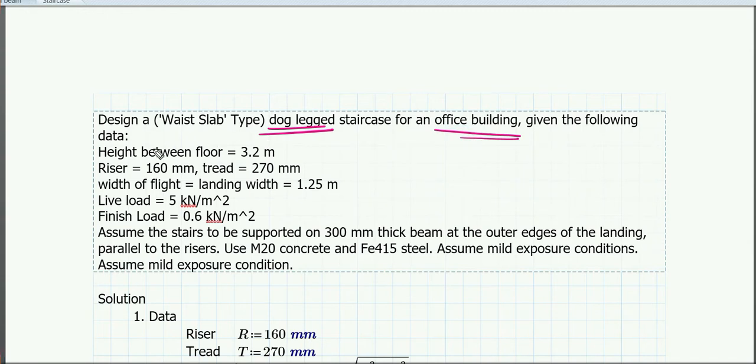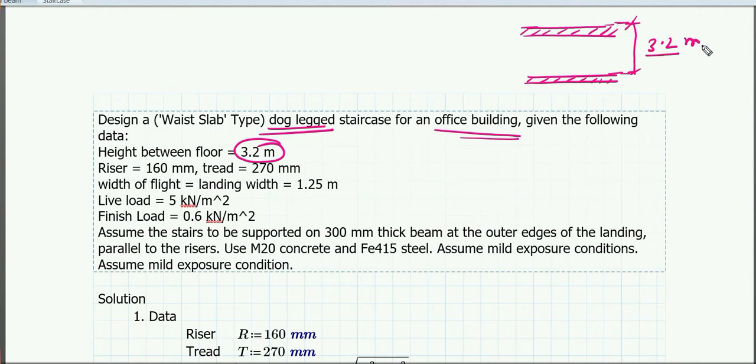Given the data, the height of each floor is 3.2 meter. That means the floor to floor level. Suppose this is one floor and this is the other floor. Then the distance from here to here, top to top, is 3.2 meter. Suppose this is one floor and this is another floor. From the top of this floor to the top of this floor is 3.2 meter.